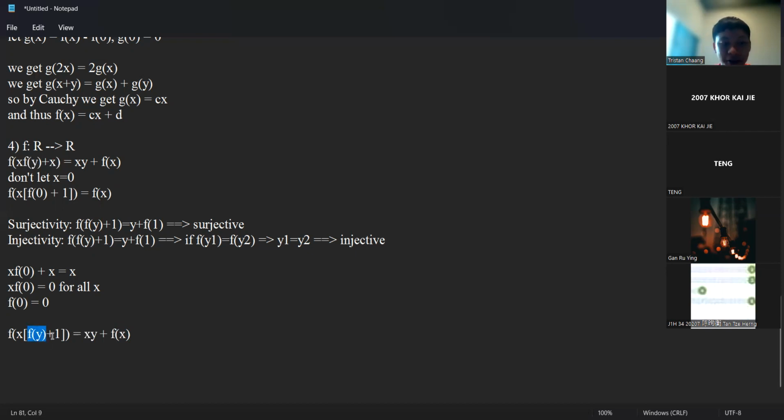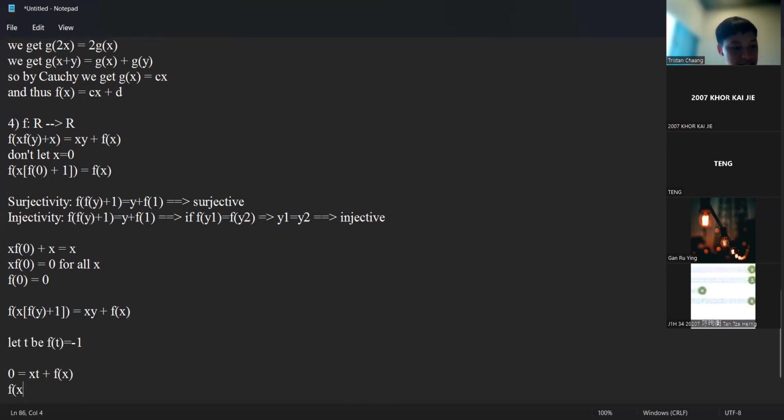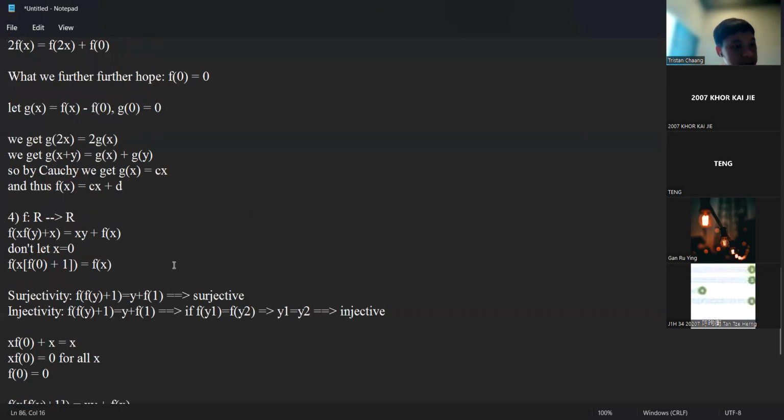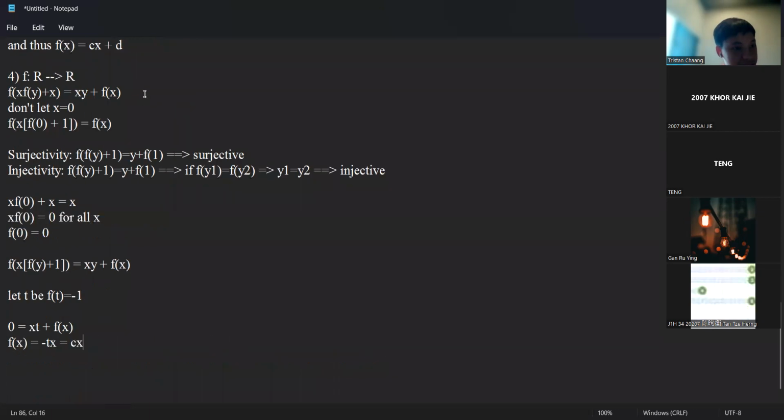And of course, we want it to be -1, right? We want this whole thing to cancel. So let t be such that f(t) equals -1. It exists because of surjectivity. And hence f(0), which is 0, equals xt plus f(x). And hence f(x) is minus tx, or I mean cx. So does cx work? Let's just check.